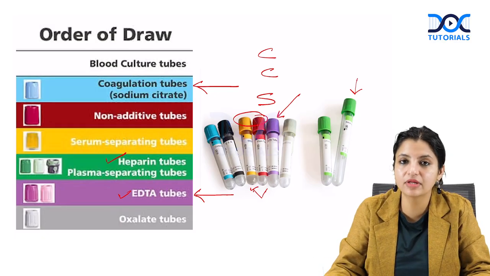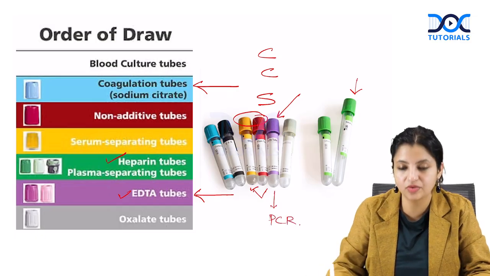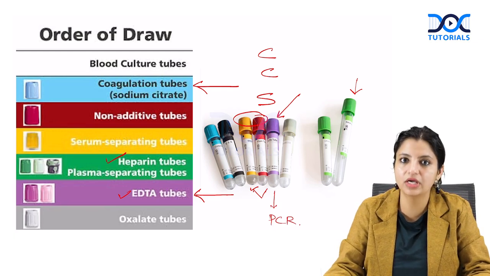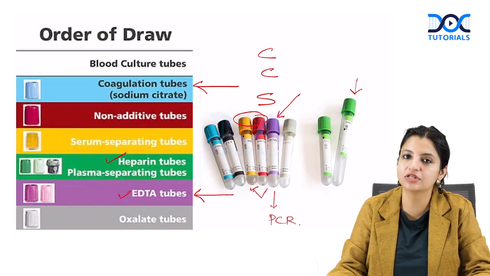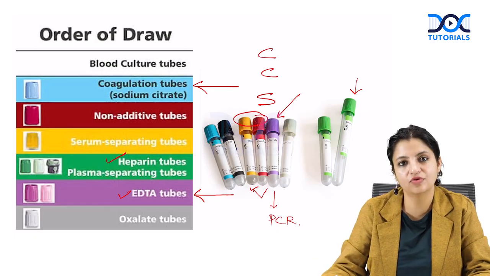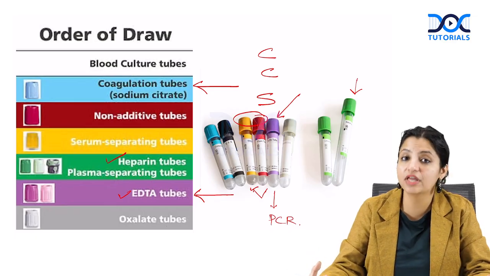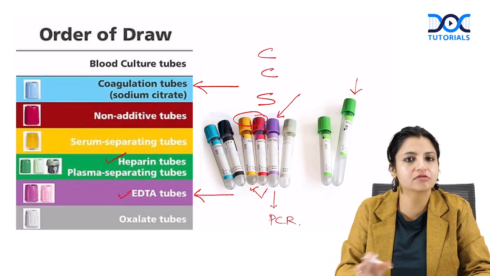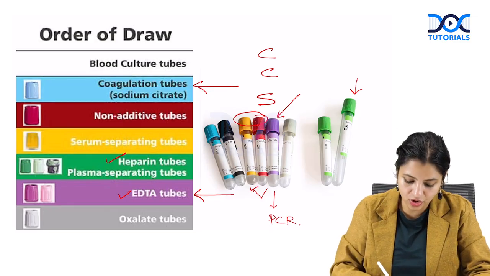lavender top tubes. Apart from that, it is one of the very good anticoagulants which you have to use for PCR testing. So for PCR testing we preferably use your lavender top tubes. Remember, heparin should never be used in PCR because it will stop the process otherwise. So for CBC and PS you have to use EDTA tube. For PCR you have to use EDTA tube. It's also the best anticoagulant for flow cytometry, and for flow cytometry EDTA is one of the preferred anticoagulants which you should use. So that's your EDTA tube.